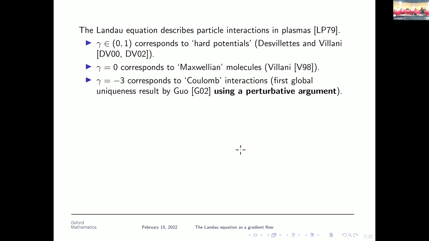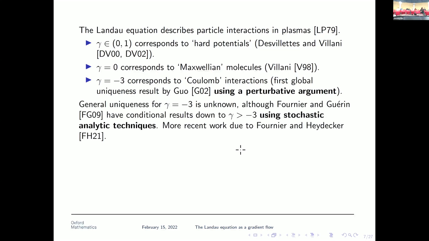But somehow the first major result was due to Guo, who gave a well-posedness result near equilibrium, i.e. if you have initial data close enough to Maxwellian, then you're pretty good. The general uniqueness for weak solutions for gamma equals -3 is not known. But here I want to point out some work done by Fournier and his collaborators, where they have conditional results up to, but not including, -3 using stochastic analytic techniques. You can write an SDE associated to the Landau equation and then do some sort of coupling argument.